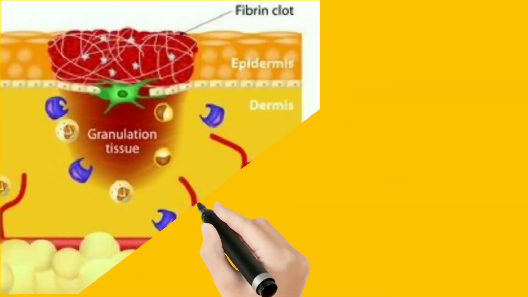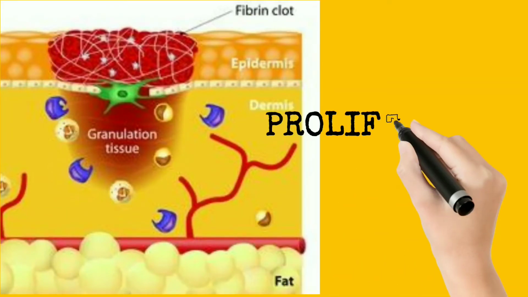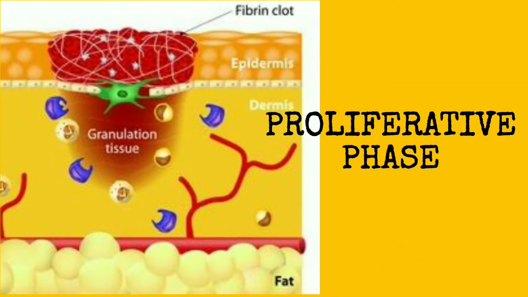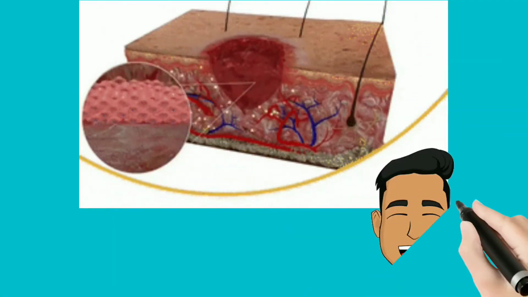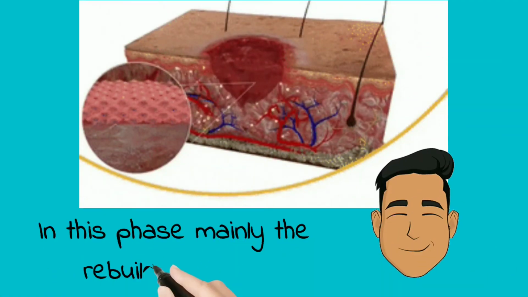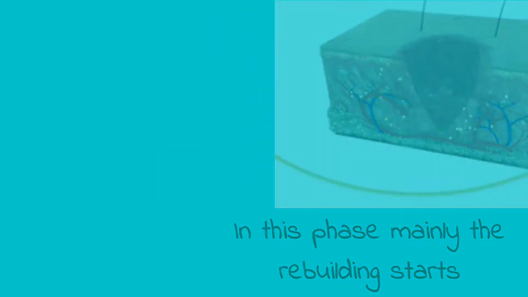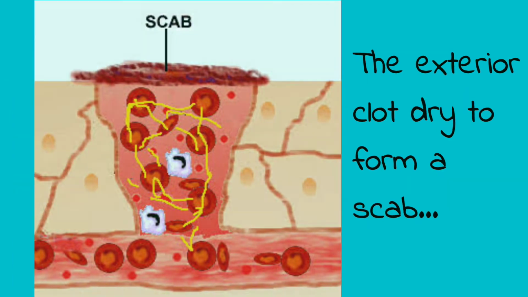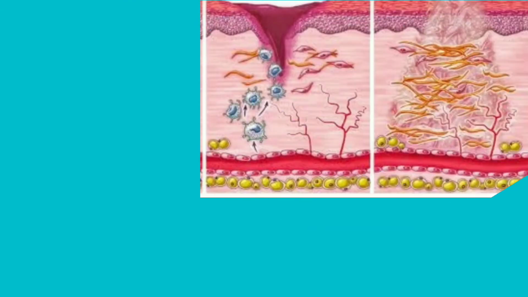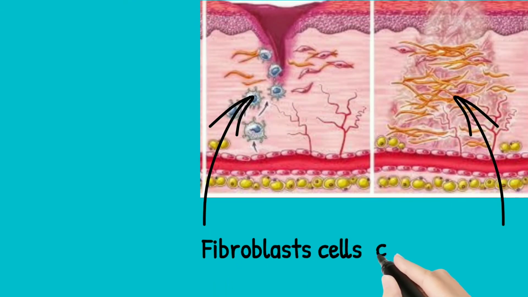After this stage, 2 to 3 days later, the next phase starts, which is also known as the proliferative phase. In this phase, mainly the rebuilding starts. In this stage, the exterior clot dries and forms a scab. Then the fibroblasts infiltrate the wound and secrete collagen to strengthen the clot.